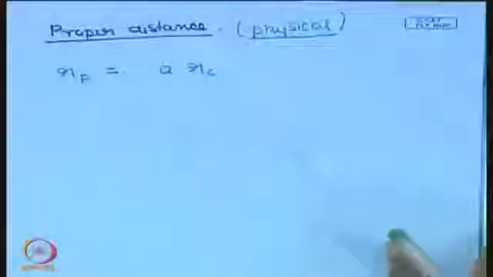So let us now move on to distances which are of physical importance, measurable quantities. The first such thing is the angular diameter distance. Okay, so let me introduce this, the angular diameter distance.